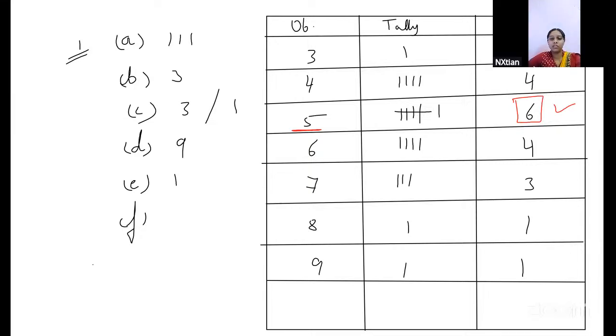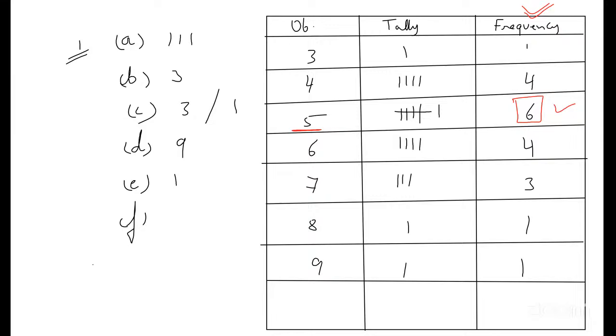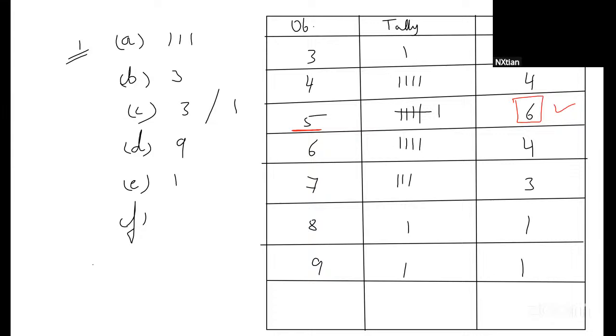Ma'am, you didn't ask the observation, you asked frequency. No, I asked the number of families with maximum frequency. The number of families refers to observation here, not the frequency. Ma'am, at least give both 5 and 6 correct. You have marked 6 correct. That is the frequency, but you had to mark the observation here. Both are in the same column.